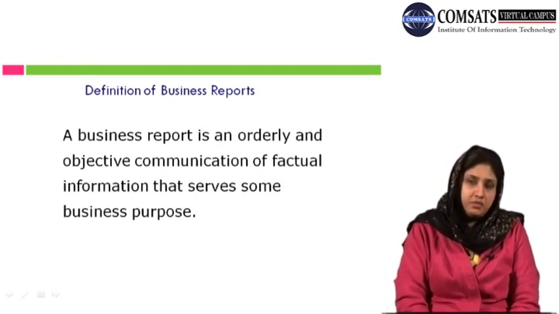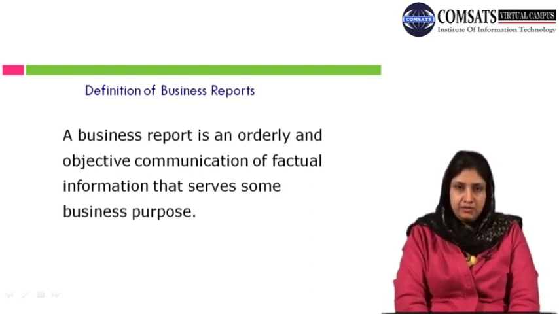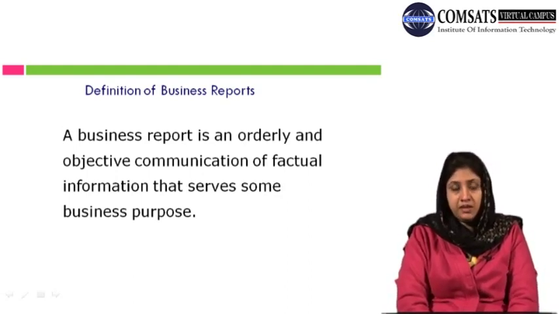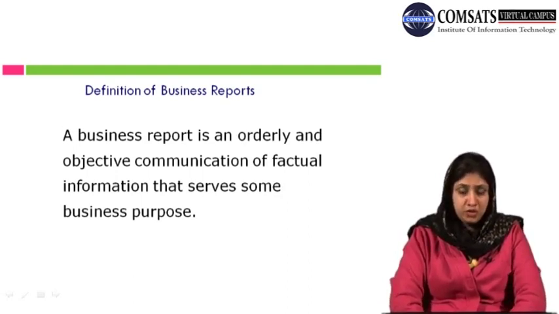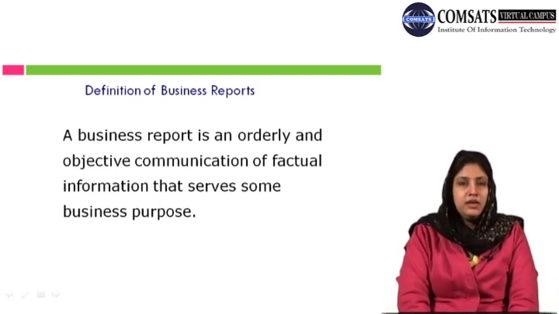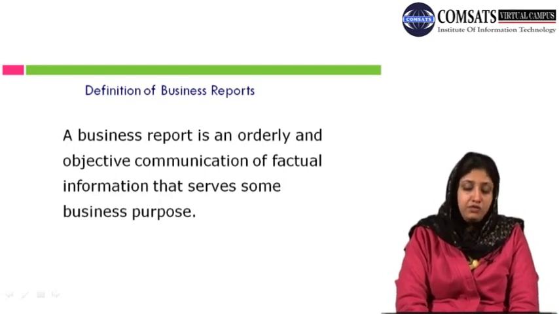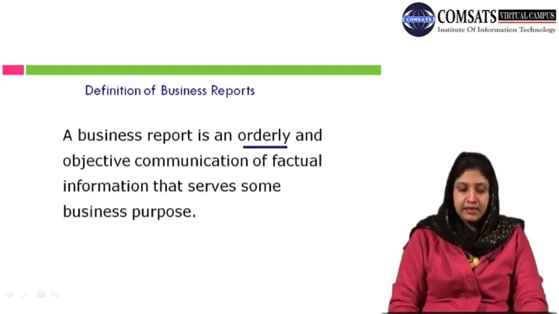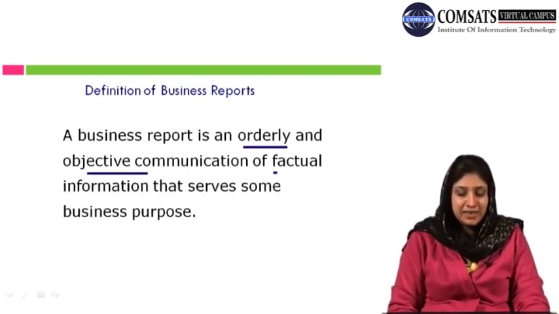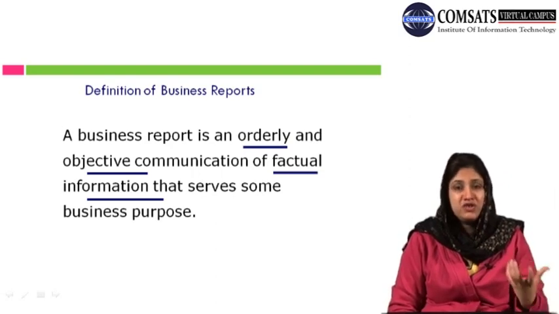Before I start with the types of report, I would like to refresh your understanding of what we discussed about reports, the nature of this document, and the anatomy, and all the things that are important to set your basis to build up your knowledge on that. So a business report is an orderly and objective communication of factual information that serves some business purpose. And how it is orderly, how it is objective, and how it is factual and informative, these are the four basic things that we discussed in our previous two lectures where we talked about research process.